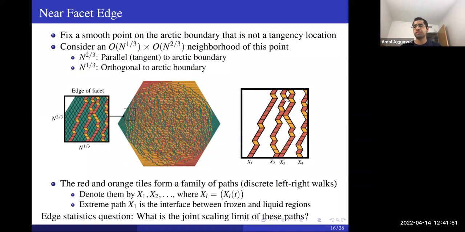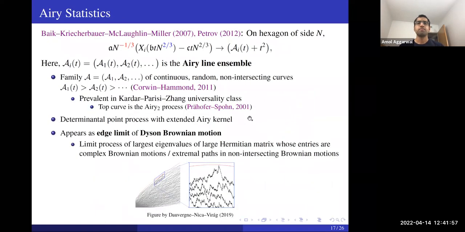So the edge statistics question asks, what is the joint law of all these paths, of all these x1, x2, x3, etc.? Okay, so again, I'll give you the result. I'll start by just giving you the result on a specific domain. I'll tell you what the most general family of domains is for which you know the result, and then I'll talk about other results previously.